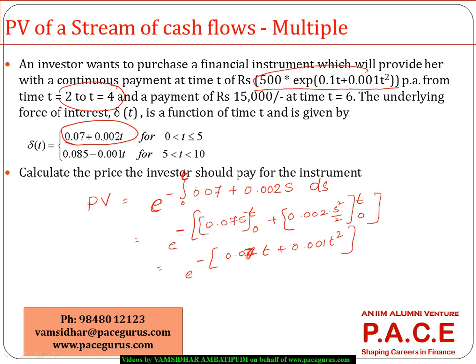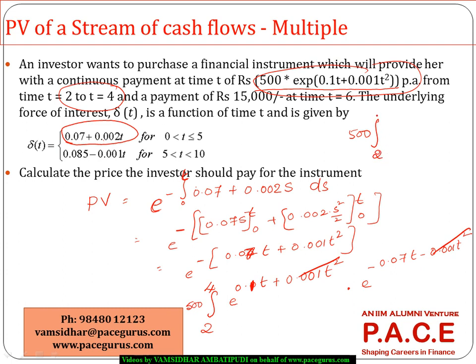Now this is the cash flow that is coming to me between periods 2 and 4. I'll take the constant outside: 500 e power (0.1t plus 0.001 t squared) is the amount, and the present value factor here is e power minus 0.07t minus 0.001 t squared. Taking these together, it works out as 500 times the integral between 2 and 4 of e power (0.1t minus 0.07t) dt, which becomes 500 times the integral between 2 and 4 of e power 0.03t dt.